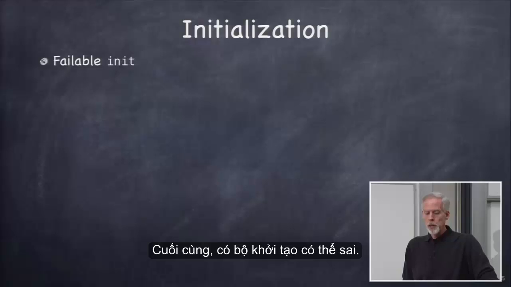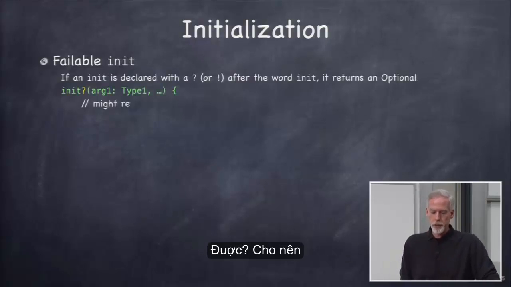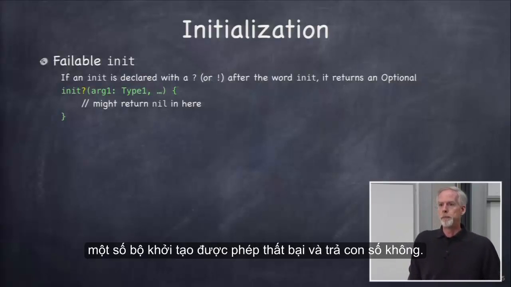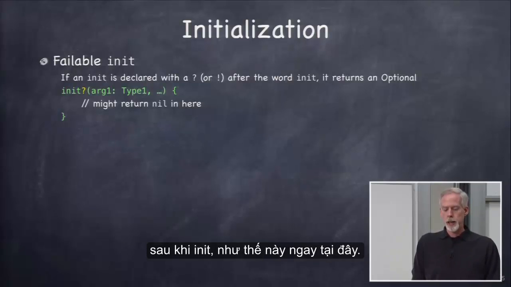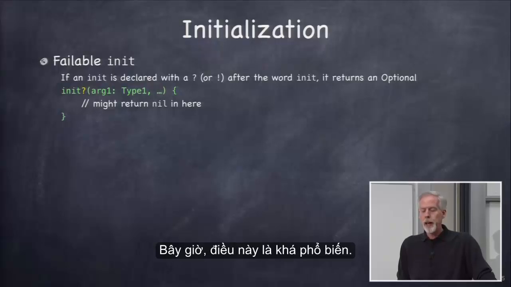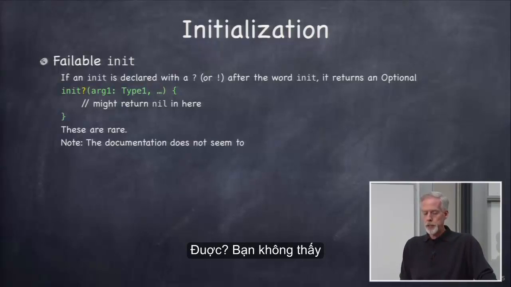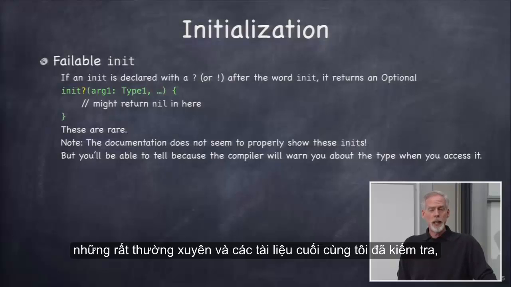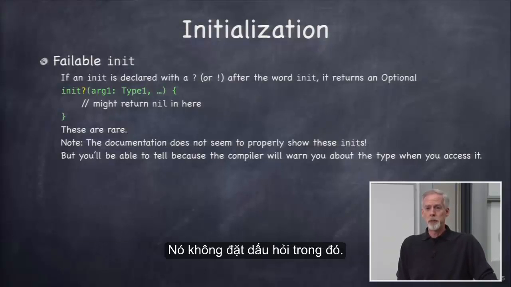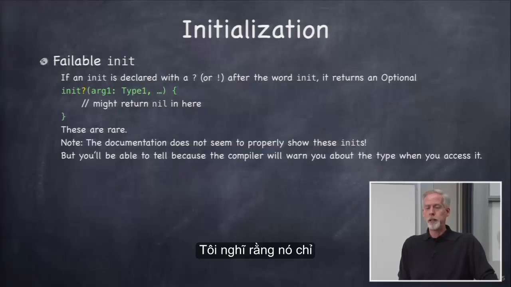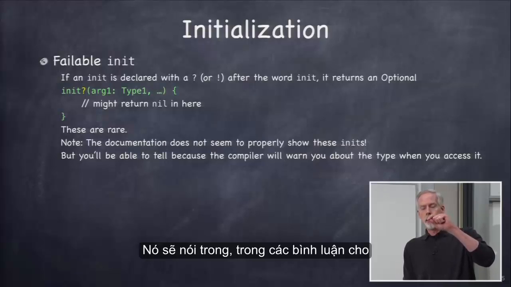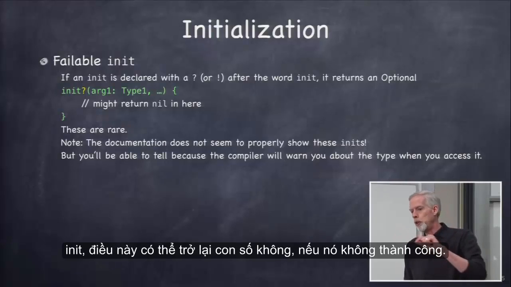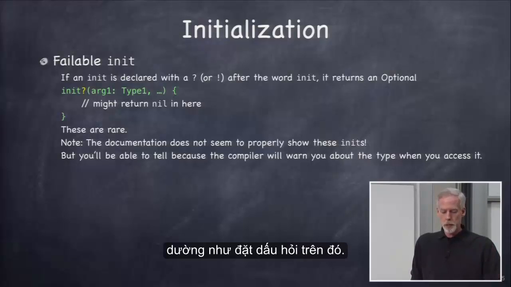Finally, there's failable initializers. So some initializers are allowed to fail and return nil. You designate them by putting a question mark after the init, like this right here. Now, this is pretty uncommon. You don't see this very often. And the documentation, last I checked, doesn't really show this very well. It doesn't put the question mark in there. I think it's just a documentation generation problem. It will say in the comment for the init, this can return nil if it fails, but it doesn't seem to put the question mark on there.